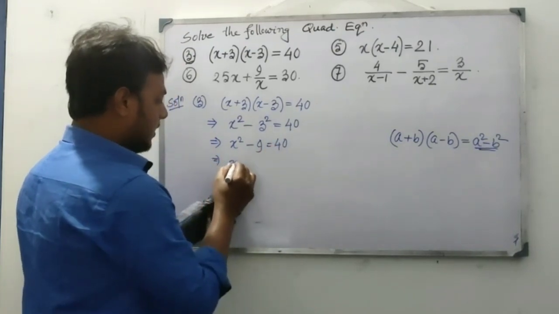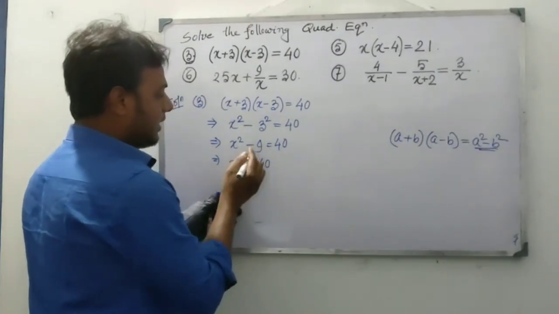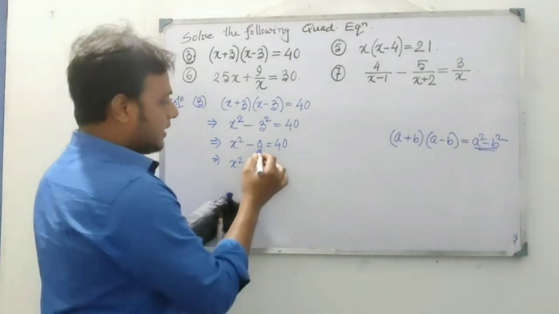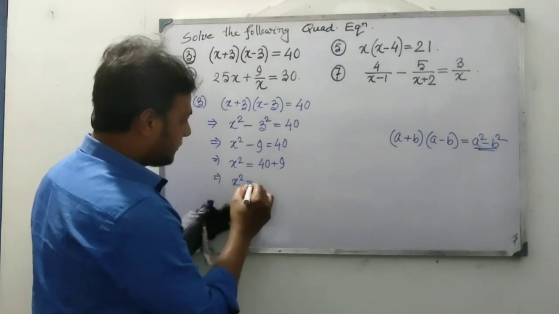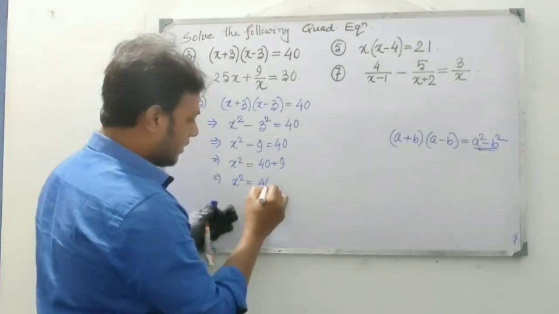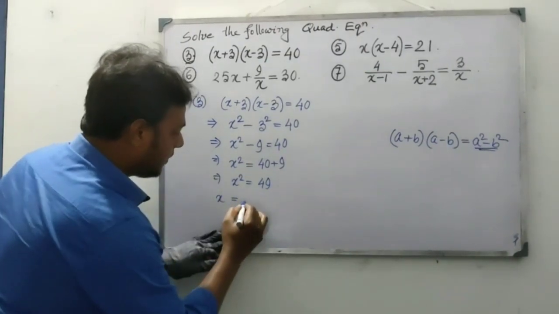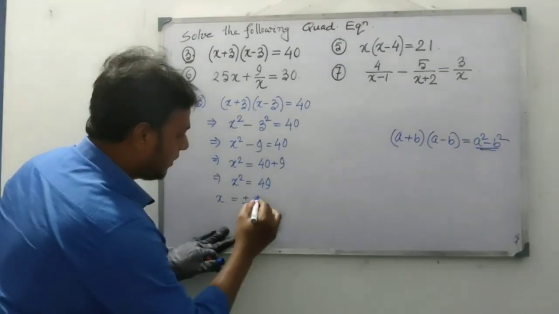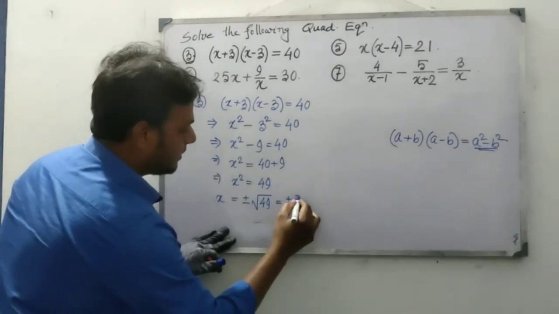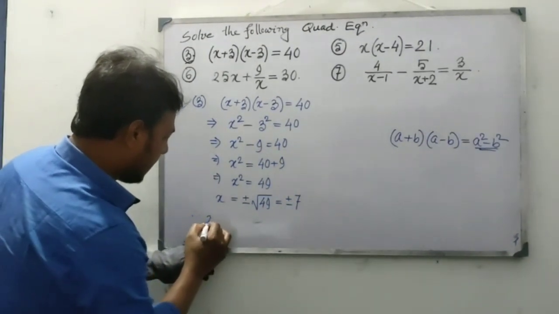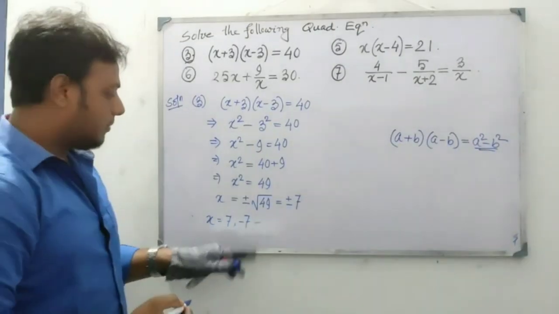Keep x² on this side and move all the other terms to the right hand side. This side already has minus 9, so if you move this term to the right hand side, it will be plus 9. So x² = 40 + 9, that means 49, and x = ±√49, that means ±7. Therefore the two roots are x = 7, -7: one is plus 7 and the other is minus 7.